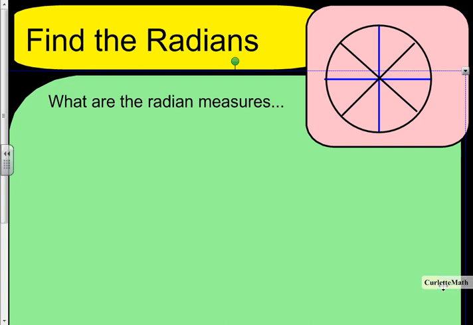All right, today we're going to look at finding the radians. Now we're going to be working backwards from where we were talking about before. So we're going to take the unit circle over here. Going around our unit circle with our coordinates, we have 1, 0.